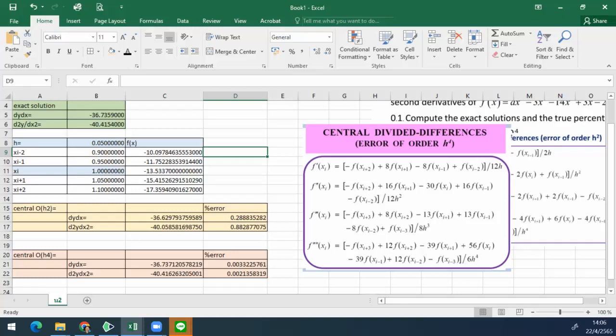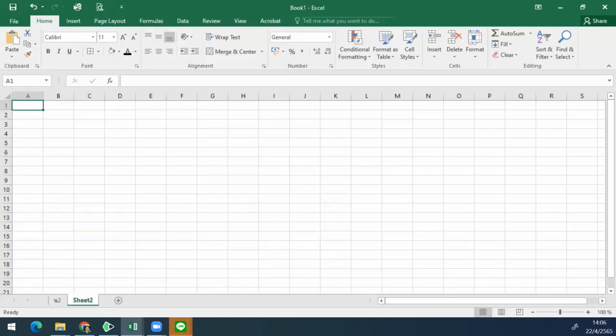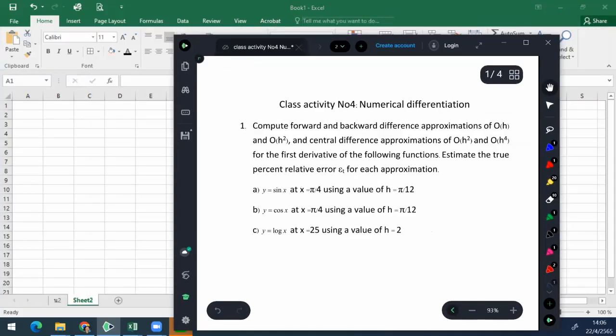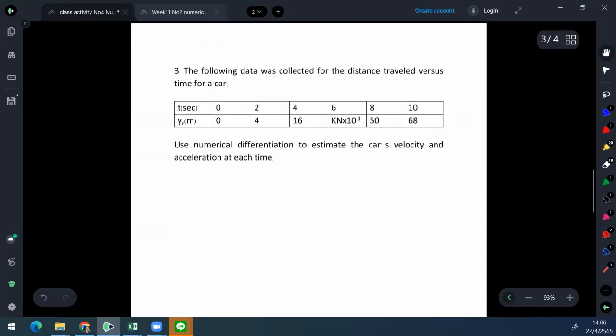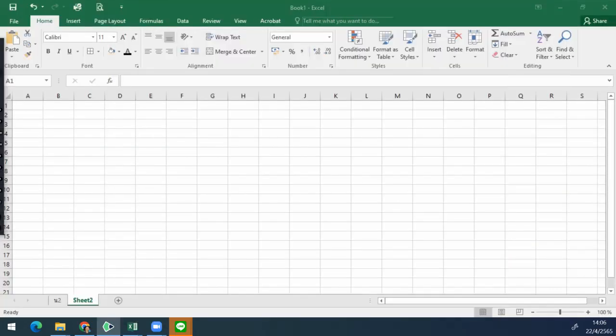So then we may move to the next problem. What's that? We discussed this problem before the end of the class last time, so for today we will work with this. That is very easy to work out. Sorry, I will show the problem first.